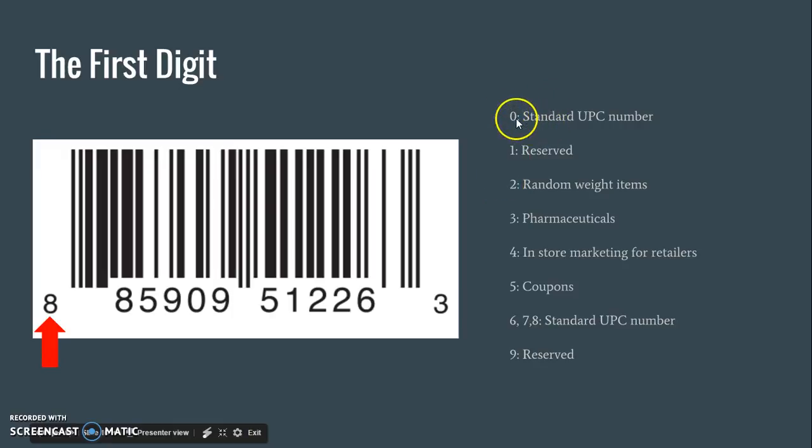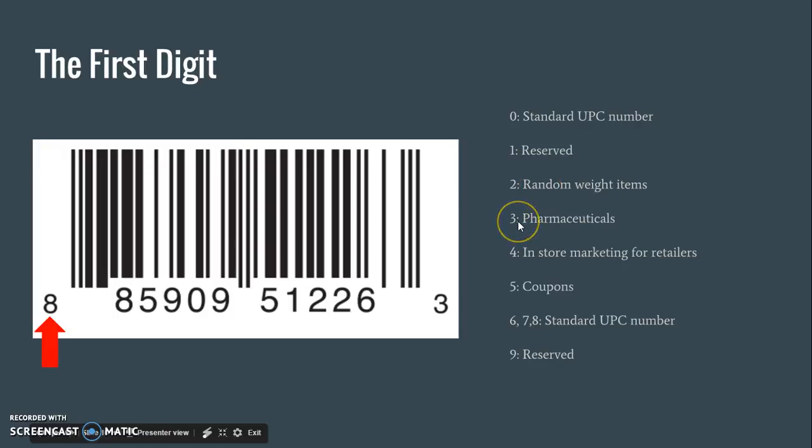And then the 0, the 6, 7, and 8, those are just basic numbers that the UPC just randomly gives out to whoever. Usually when you see a number 2, that means that it's a random-weight item. Something like produce or meat, anything where the price is dependent on how heavy it is, you will usually see a number 2.